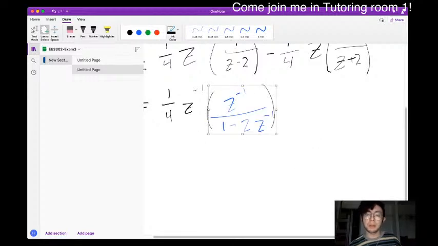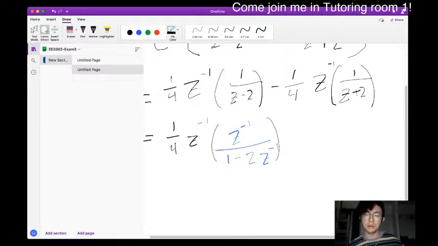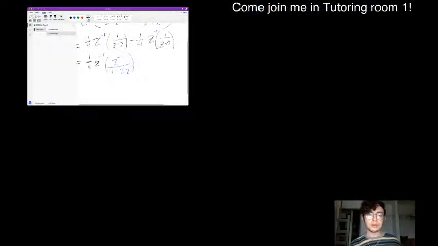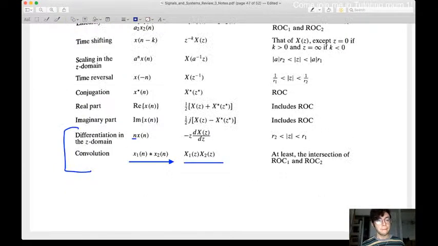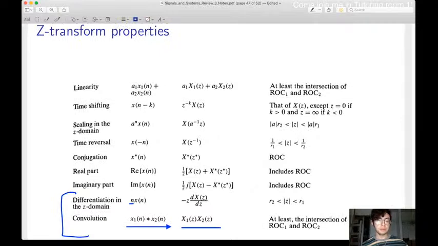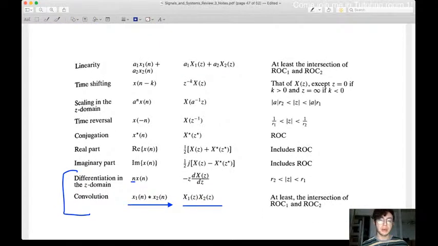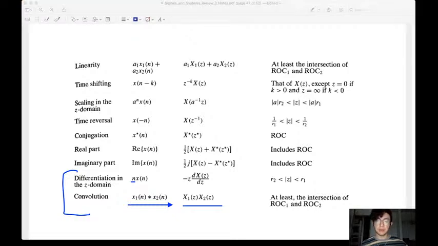But if we remember the properties of the Z transform, if we have some Z to the minus K in our Z transform, then this will correspond to a time shift in our time domain signal. That's exactly what we have here, where K is 1.